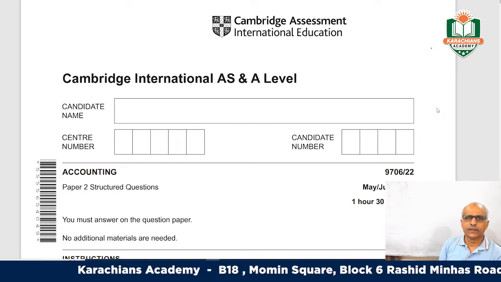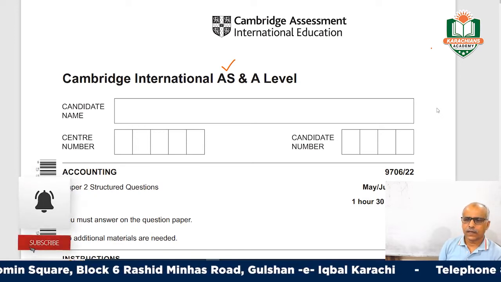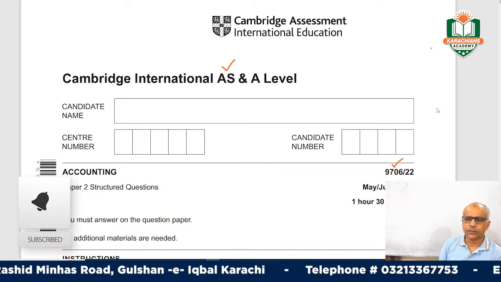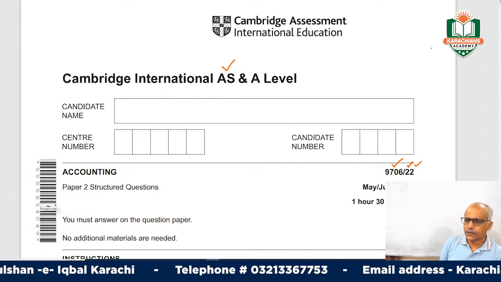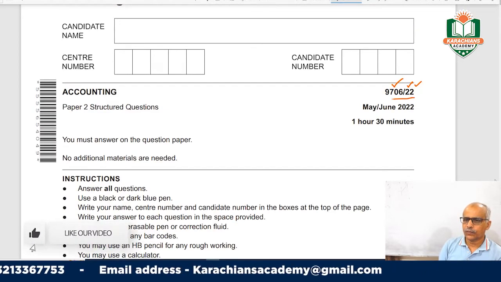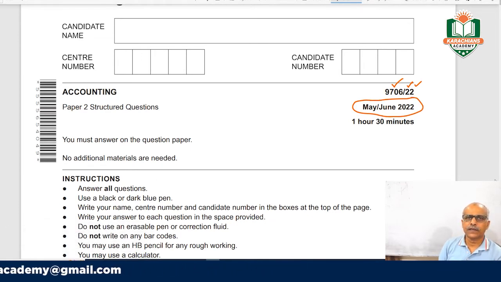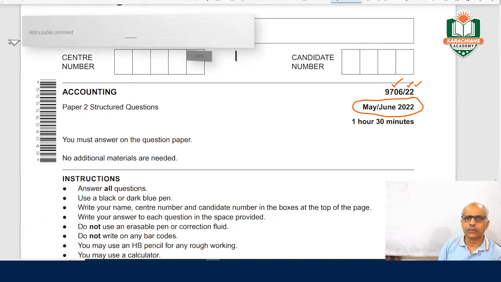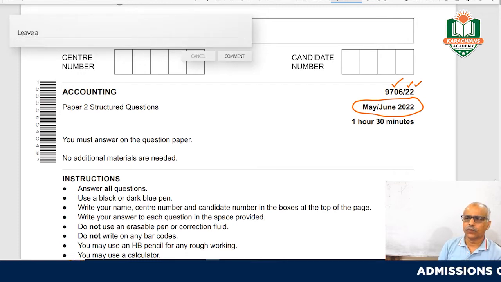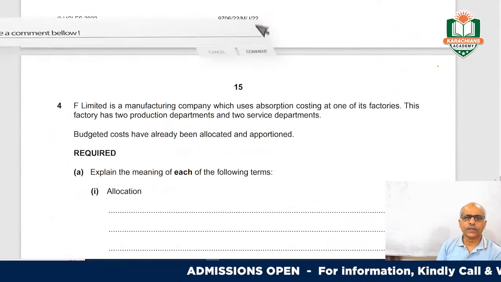We were doing CIE past papers of AS level accounting 9706 paper 2 version 2, and we were doing the latest attempt of May June 2020. Till our last lecture we have done 3 questions. Today we will be doing question number 4. So let's move on to question number 4. So this is question number 4.